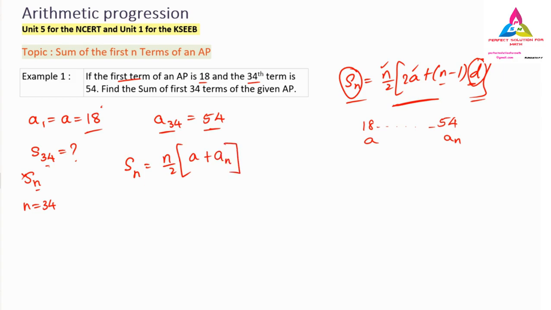This is the simplest formula we have. This is the important formula also. So they have told you to find S34, means the last term is 34. So S34 they have told you to find. So n value is how much now?